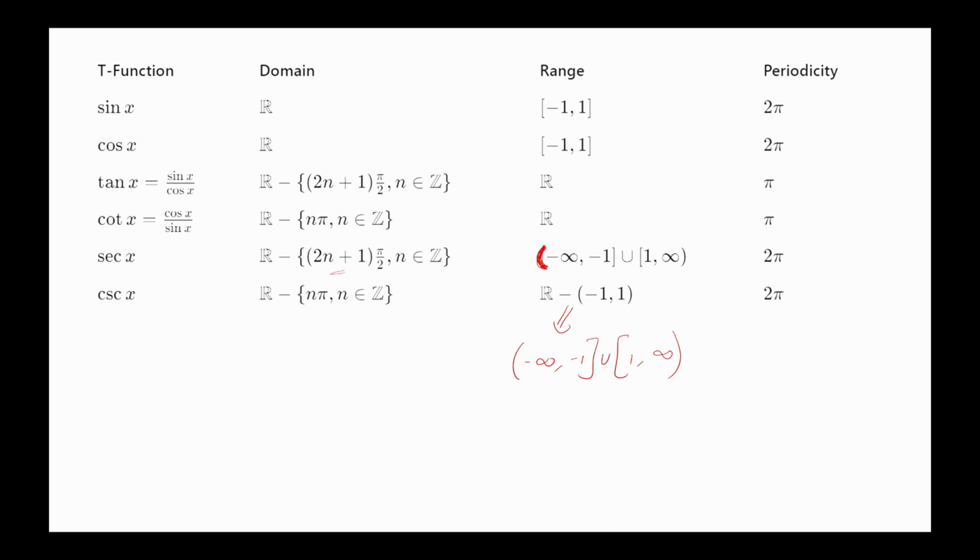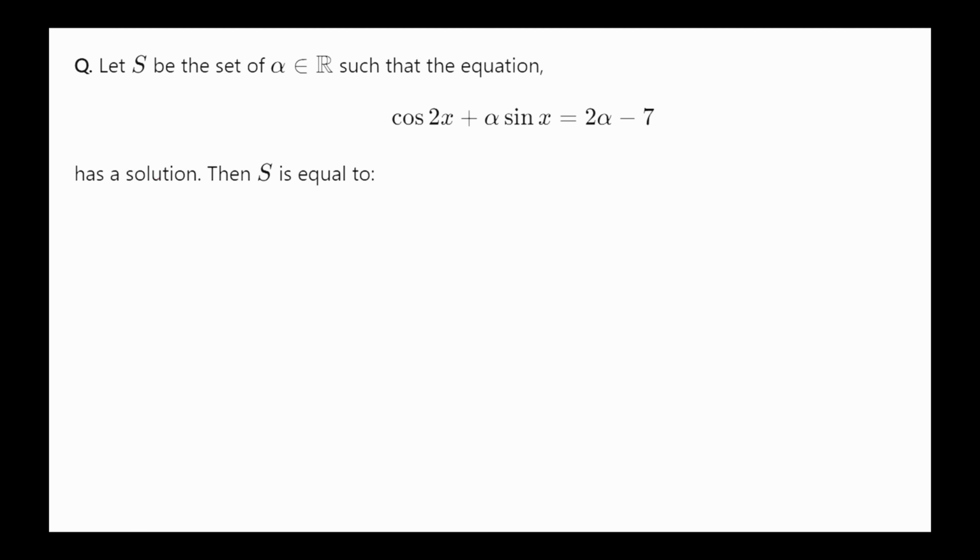Let's look at this question. Let S be the set of alpha belonging to R such that the equation has a solution. So since this equation has a solution, first what are we going to do? We see we have a cos 2x, we have a sin x. So simply let us convert this cos 2x into sin x, and then let's see what type of equation we are getting. So cos 2x can be written as 1 minus 2 sin square x. So this would become 1 minus 2 sin square x plus alpha sin x is equal to 2 alpha minus 7.